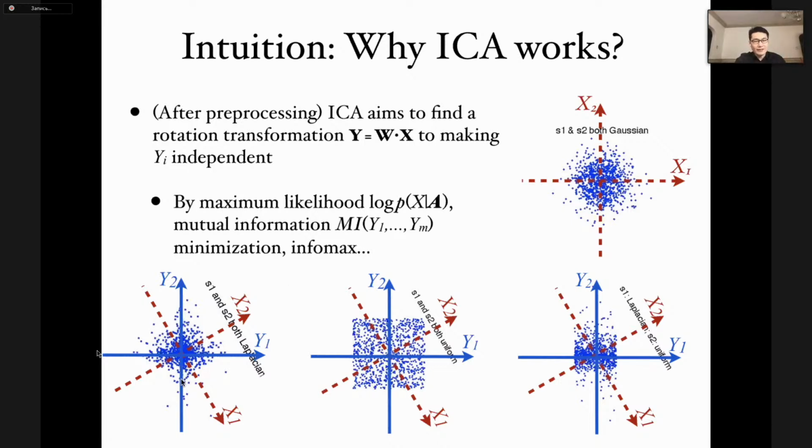But in the non-Gaussian case, you can find a relatively unique way to make them independent. If you further rotate them, they will not be independent. Okay, so this is why.